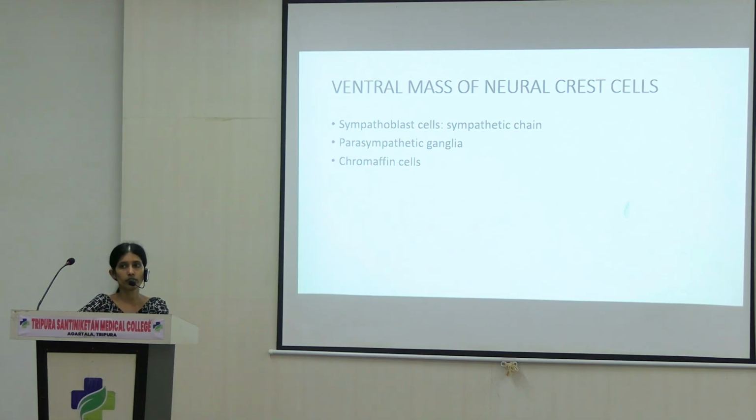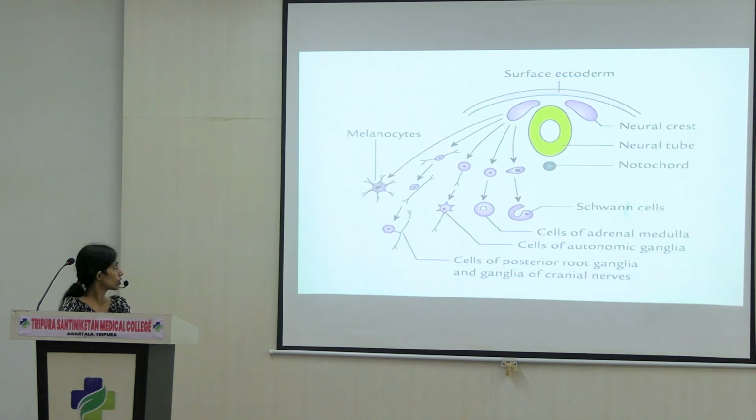So what are chromaffin cells? First, this structure is actually called sympathochromaffin organs. Later it will divide into two parts, sympathetic cells and chromaffin cells. So what do you mean by chromaffin cells? So this is the structure of the formation of your neural crest cells.